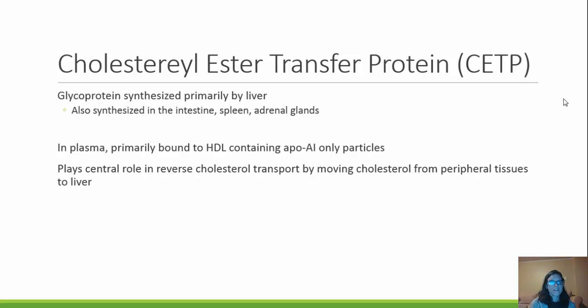Okay, I briefly want to talk about the cholesterol ester transfer protein, or CETP. You'll probably see that it's a glycoprotein that's primarily synthesized in the liver and bound to HDL containing ApoA1 particles. And this protein does play a central role in reverse cholesterol transport by moving cholesterol from the peripheral tissues to the liver. They talked about that in that video.